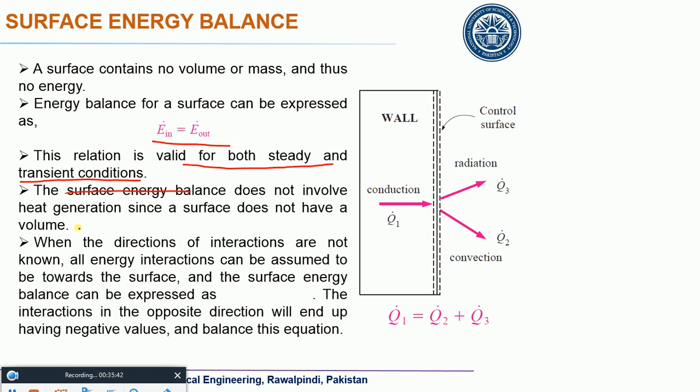So what does that mean? That means generation and storage of energy. These two systems are what? Volumetric processes. These two processes are volumetric processes. They can only happen in a control volume. If you don't have a control volume, those two processes cannot occur.